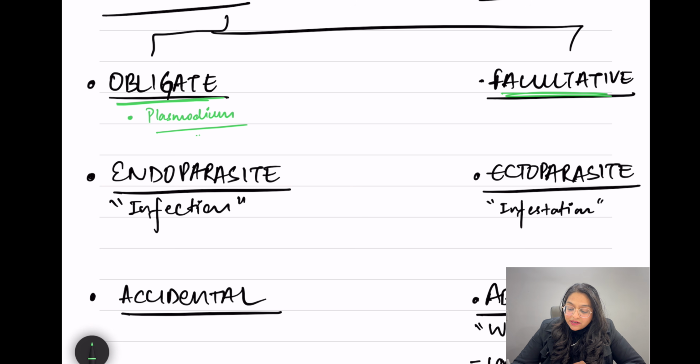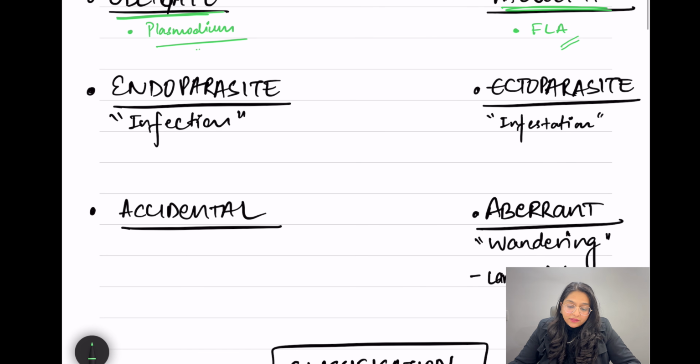Now you have facultative parasites, which are those which can also live and thrive very well in the environment and also can live inside the cells of a host. Examples are your free living amoebae like Acanthamoeba and Naegleria, which are found very well in the soil, in the water, and also they cause cerebral infections in humans.